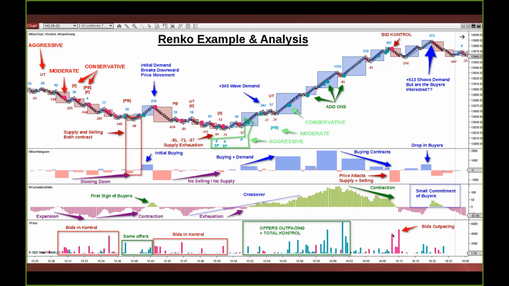I have a question on the top of the chart. It says 513 shows demand, but are the buyers interested? It means that we've got this much demand, this much product, right? So the waves show supply and demand product. 513 is a product. 532 is a product. So with this much product, how much interest is there? How much buying? This is the interest in the product when there's 532 product. This is the interest here when there's 513 product. It's a lot less interest. That's what I mean. And if it still doesn't make sense, you can email me.